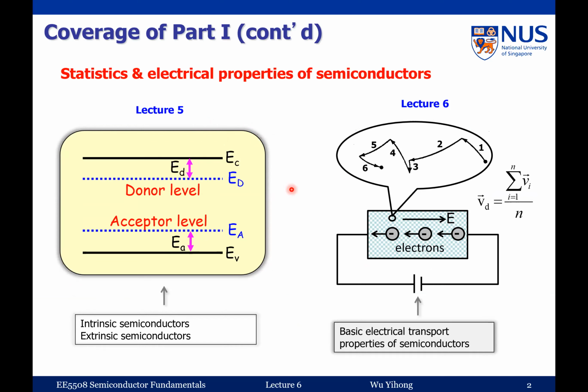So once we know the carrier concentrations, now we are in a position to talk about electrical conduction in the semiconductor. This means that when you apply a driving force, typically an electromotive force or electric field, these carriers will try to drift. And when they start to drift, we will have current flowing in the semiconductor.